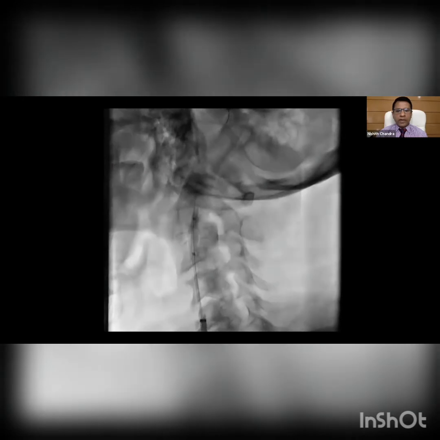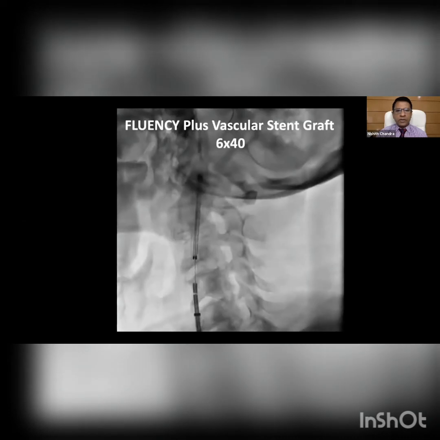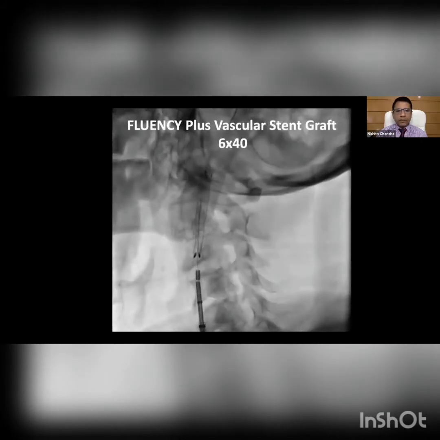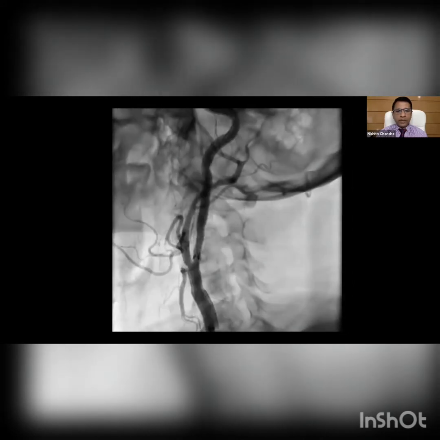We pre-dilated the lesion with about a 4 by 20 balloon. And then we put a Fluency Plus vascular stent graft, 6 by 40, covering the mouth of the aneurysm. And we deployed this. And this was the final result.